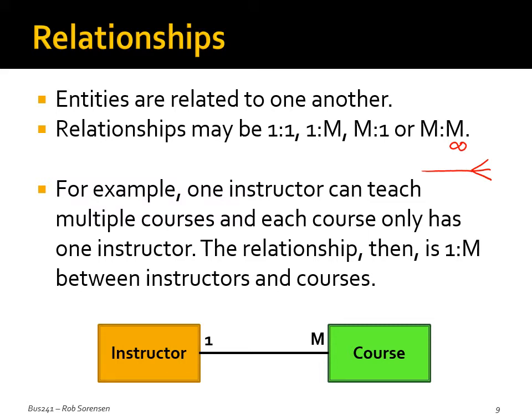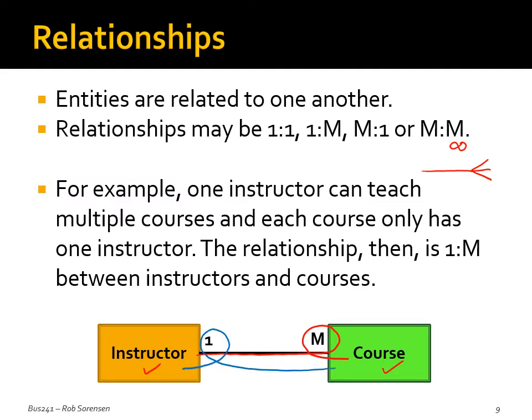Let's look at an example. Each instructor can teach many courses, but each course only has one instructor. So if I have these two entities, here's my first entity, instructor. Here's my second one, course. Within instructor, I've got a list of all the instructors. Within course, I have a list of all the courses. One instructor can have multiple courses. That's what I've just drawn in red. Let's go in blue and go the other way. Each course only has one instructor.